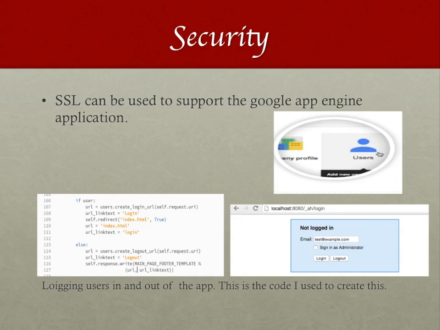Getting users in and out of the app, I use the code on the left to do this. It says if the user logs in using a Gmail account which requests the URI, it links the user to my homepage, which is the index.html. So only people who have Gmail accounts can view my website. Else, if the user clicks a logout button I created in the homepage, it logs the user out and directs the user to the login page on the right.